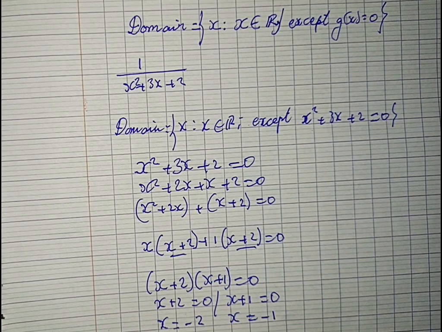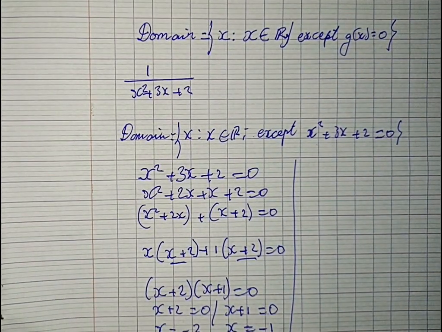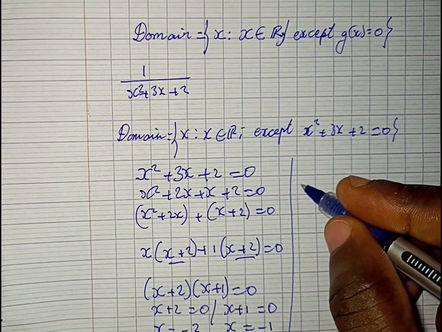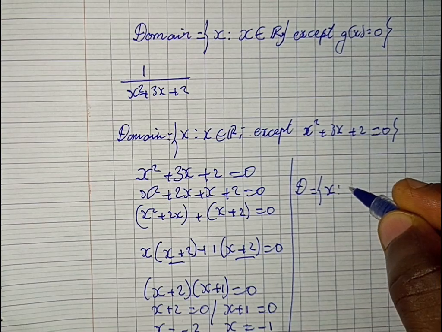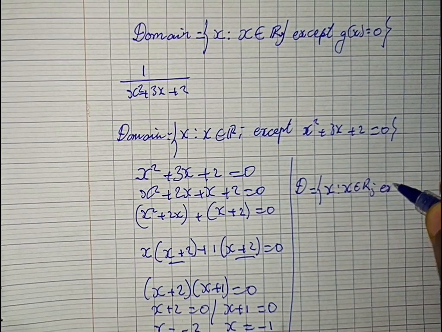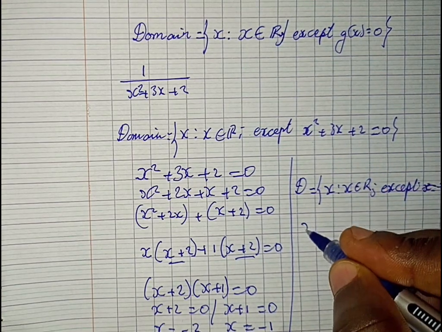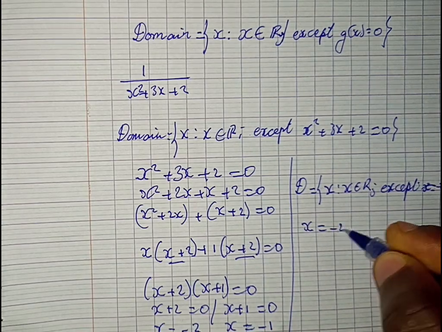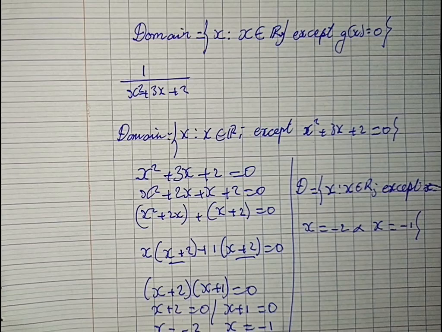So I've finished factorizing it and I've finished solving it. So the domain is x such that x is an element of R except x equals -2. Sorry, except x equals -2 and x equals -1.